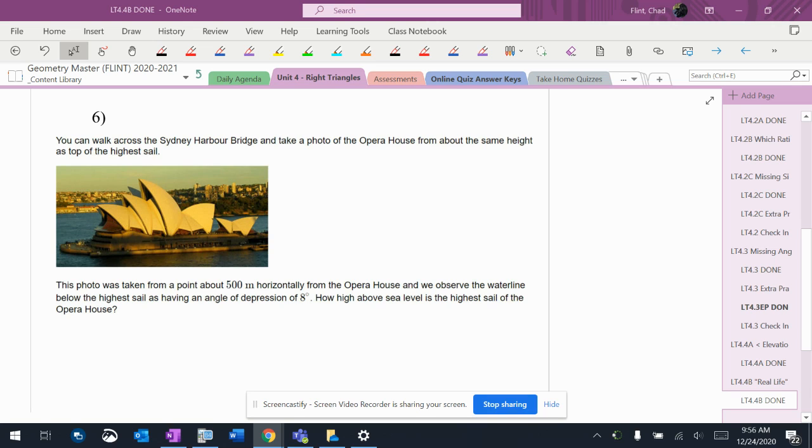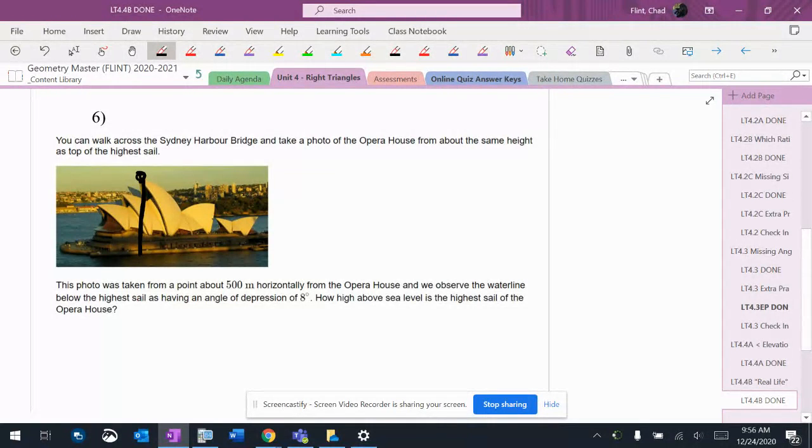So this problem here doesn't really have a picture with it. It's got kind of half a picture with it. So it's got a picture of this opera house. That's a pretty famous opera house, and it's got these sails on it. So it says you walk across, take a picture horizontally 500 meters away. So basically we want to know how tall it is from the top of that sail down to the water.